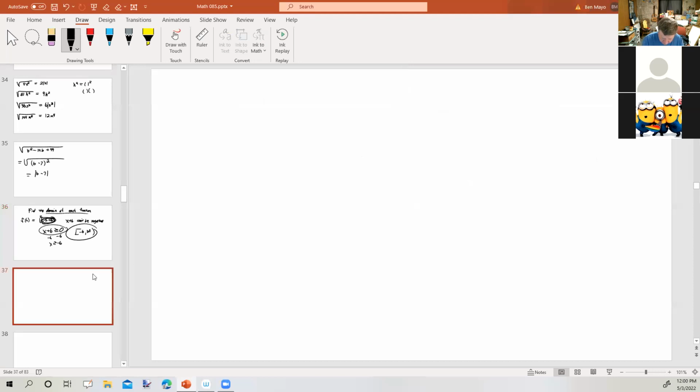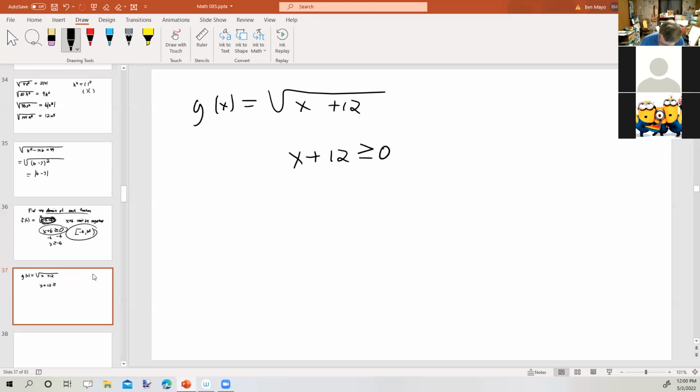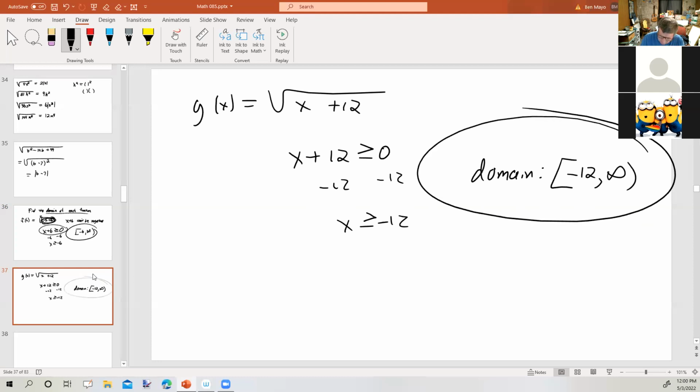Let's try another one. Find the domain. So what are you going to do? Take the radicand and make it greater than or equal to 0. Solve for x. So your domain, -12 inclusive up to infinity. This has to be non-negative. That is to say 0 or positive. So get another one.